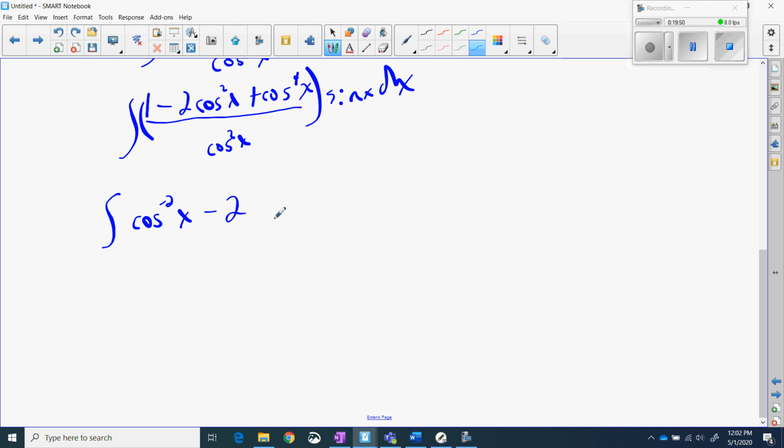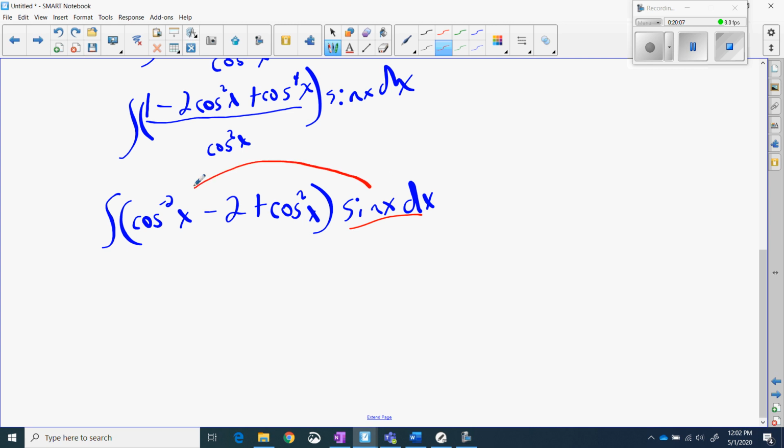Cos to the fourth over cos squared would be a positive cosine squared of x. Sine x dx, still sitting out here. So this is starting to look a little bit better. What you're now going to do is recognize that if you multiplied sine x dx by each one of these three terms, you would generate three separate questions that you could fairly easily get the integral for. So what we're going to do is distribute the sine of x in there now.